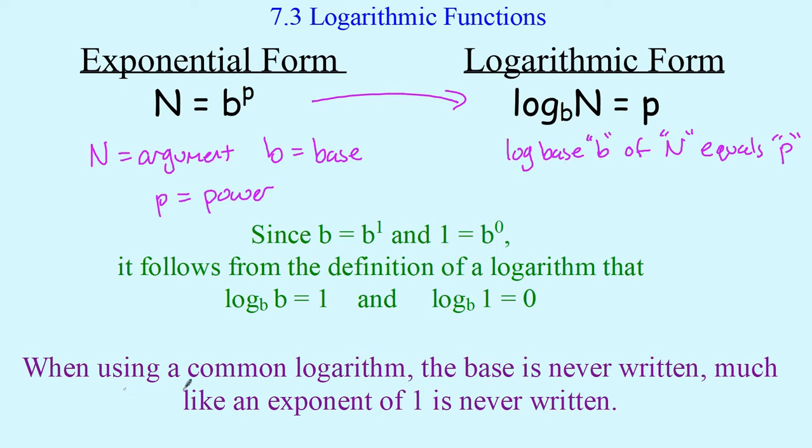Also, when using a common log, the base is never written, much like an exponent of 1 is never written. So a common log would be like log of, I don't know, 36. That's the same thing as saying log base 10 of 36. So for a common log, you don't write the base, and if the base isn't written, it's base 10. Most calculators are base 10.